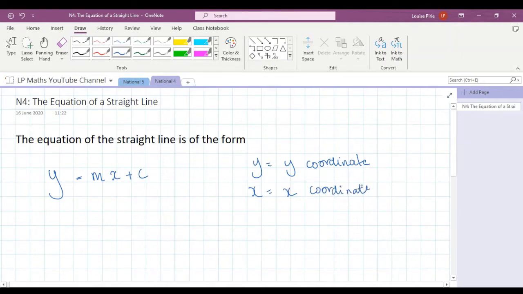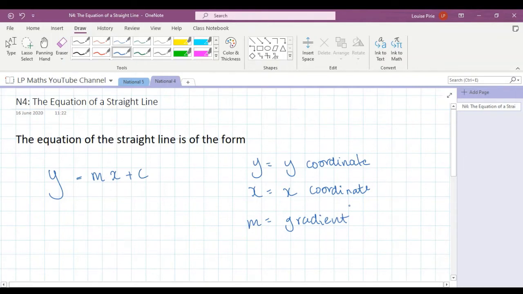The two things which make the straight line a bit more interesting are this m and c. So what are these things? Now, if you're doing the National 4 course in order of outcomes, then you might already know what m is. If not, don't worry, I also have a video on what the gradient is, and you can look at that on my YouTube channel, LP Maths. So m is the gradient, and that basically tells us how steep or how shallow a slope is.